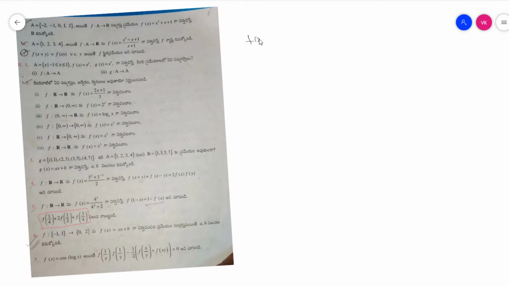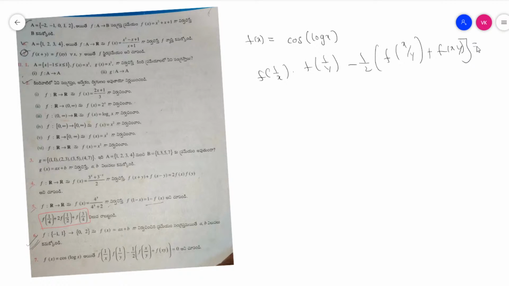Seventh question is given as f of x is equal to cos log x. Then find f of 1 by x into f of 1 by y minus f of x by y into f of xy is equal to 0. We have to prove that it is equal to 0.